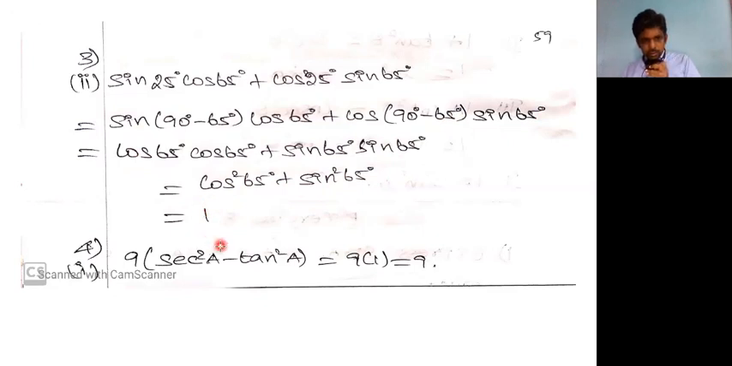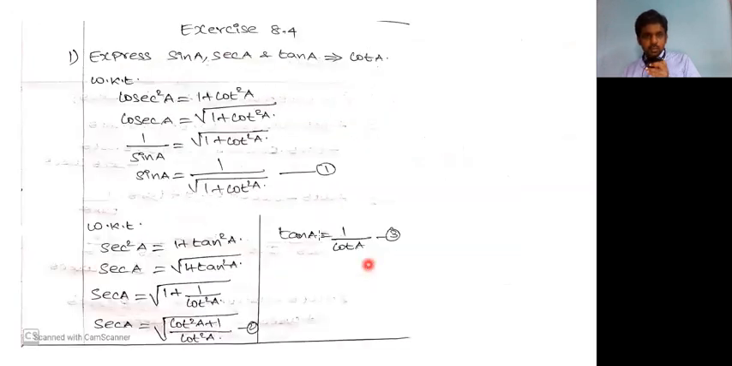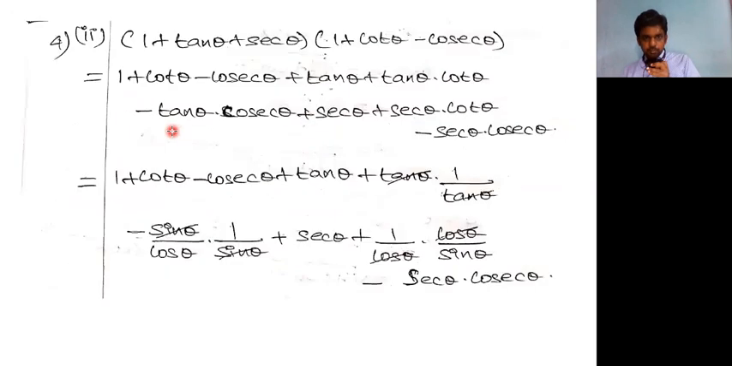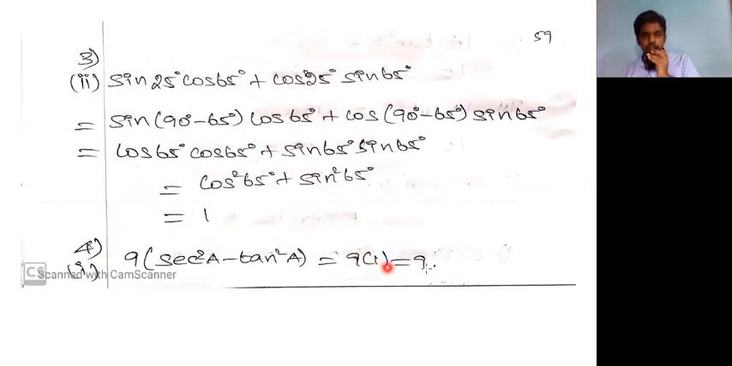Fourth question, first subdivision, 9 secant square theta minus 9 tan square theta we have to find. So I'll take the 9 commonly outside. We have secant square theta minus tan square theta, which is 1, because secant square theta minus tan square theta is 1 from this identity. So 9 into 1 is 9.